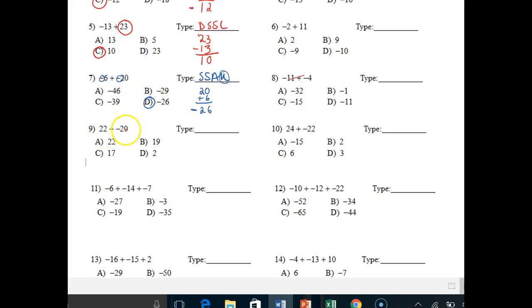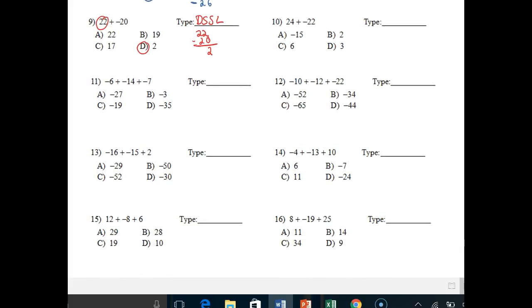Number 9, 22 plus negative 20, that's positive, that's negative, so that is different signs. When there are different signs, I subtract, keep the sign of larger. Which one do I have more of? I have more positives in this case, so I put 22 on top, minus 20. My answer I know will be positive because I have more positives. I have 2 left over, so my answer is D, 2.